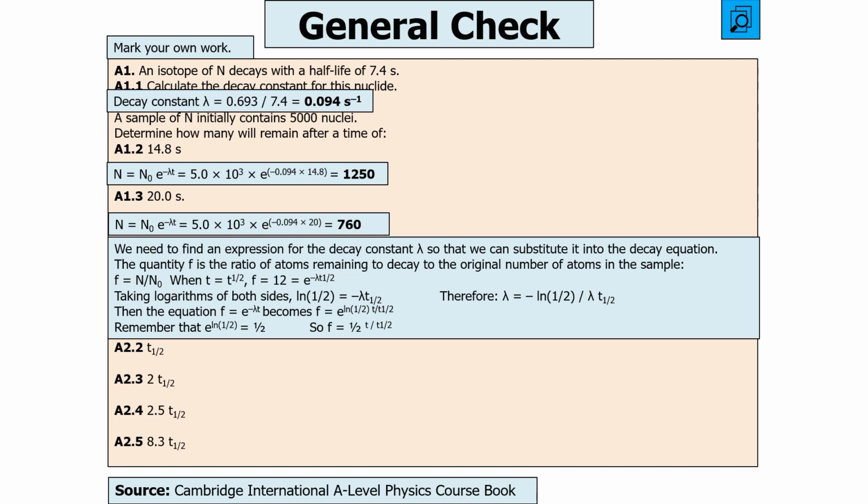So F equals a half to the power of T over the half-life. So after 1 half-life, a half is remaining. After 2 half-lives, a quarter is remaining. After 2.5 half-lives, 0.18 is remaining. And then finally, after 8.3 half-lives, 0.032 is remaining.